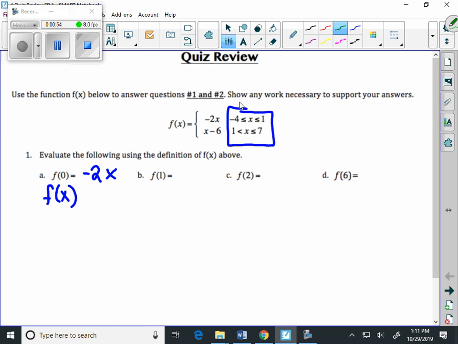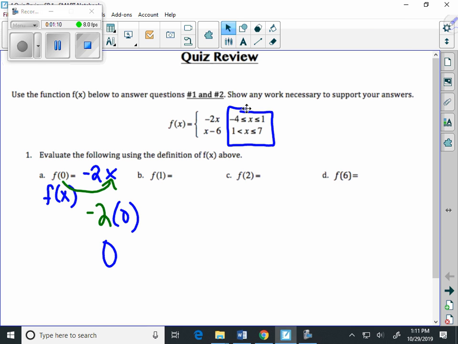What we're going to do is take 0 and put it back into our function wherever we see x, and we get negative 2 times 0. And negative 2 times 0 is 0. And we're going to do that for all of the problems here.